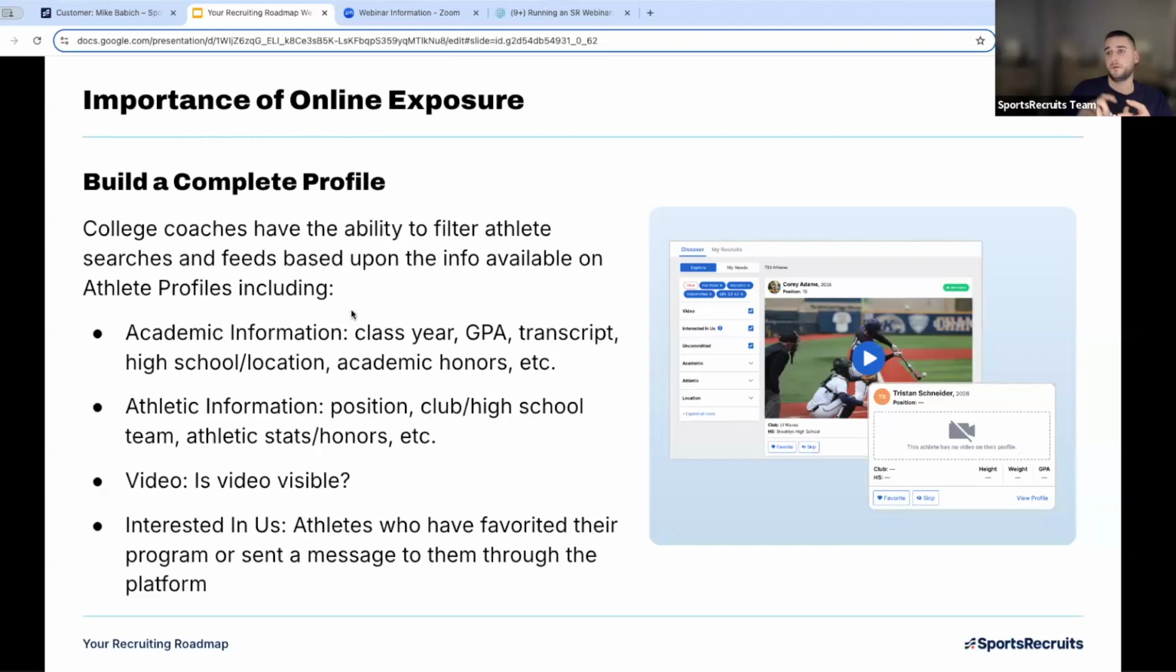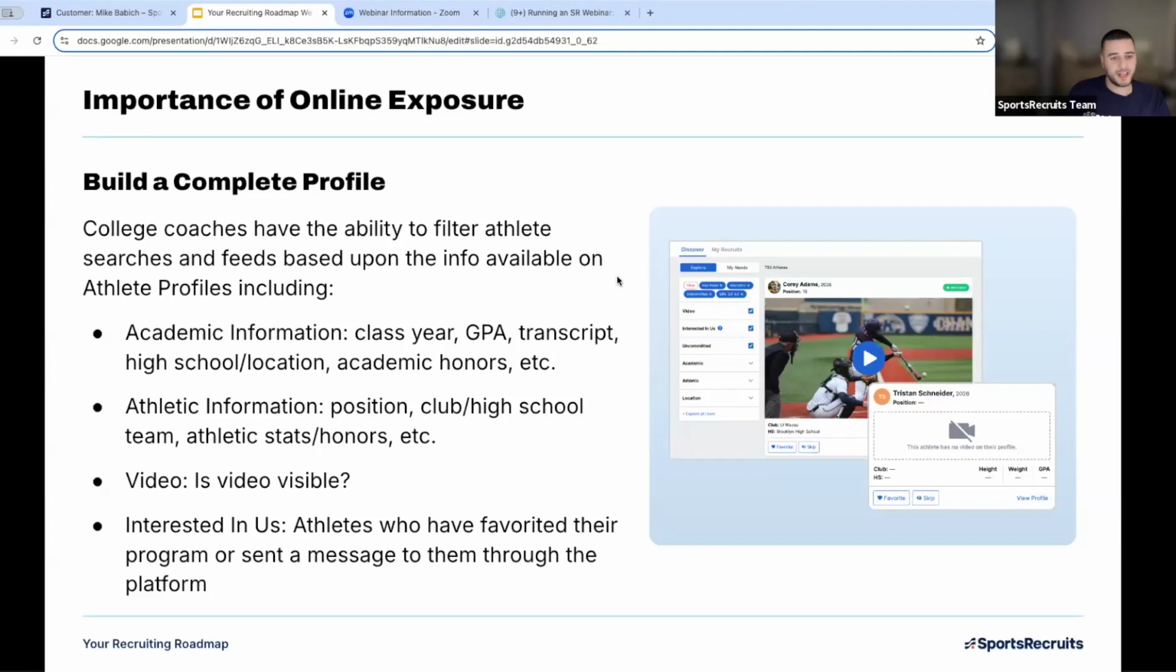If you have video available, that's a huge piece because for a majority of the sports out there, having some sort of video that you give coaches an opportunity to review is going to be a major piece of them making a first impression and getting a better sense of what type of player you are. And then also general interest.